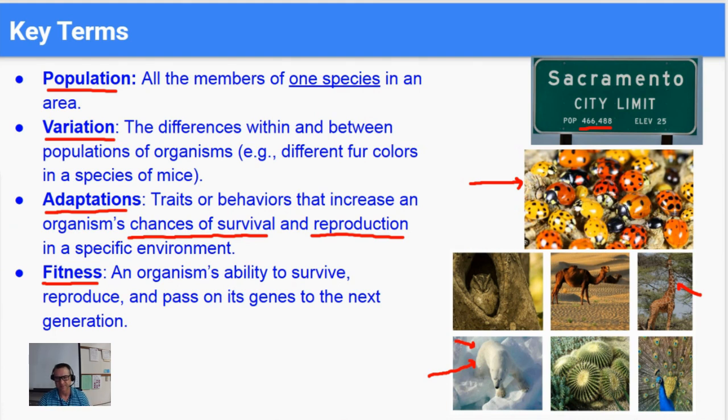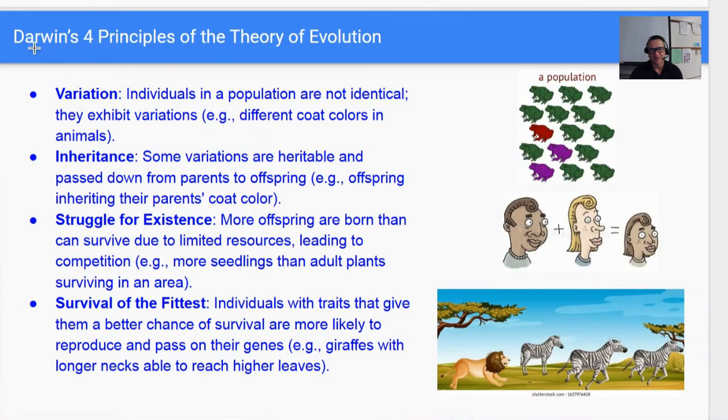So that's fitness. All right, so now for Darwin's 4 principles of his theory of evolution by natural selection. These are things that Darwin noticed. The first thing he noticed was variation in a population. Remember, a population is all the members of one species in an area. So the population of Tulare is about 60,000, but that's just people. If you wanted to see the population of squirrels in Tulare, that would be a different number. So all the members of one species.